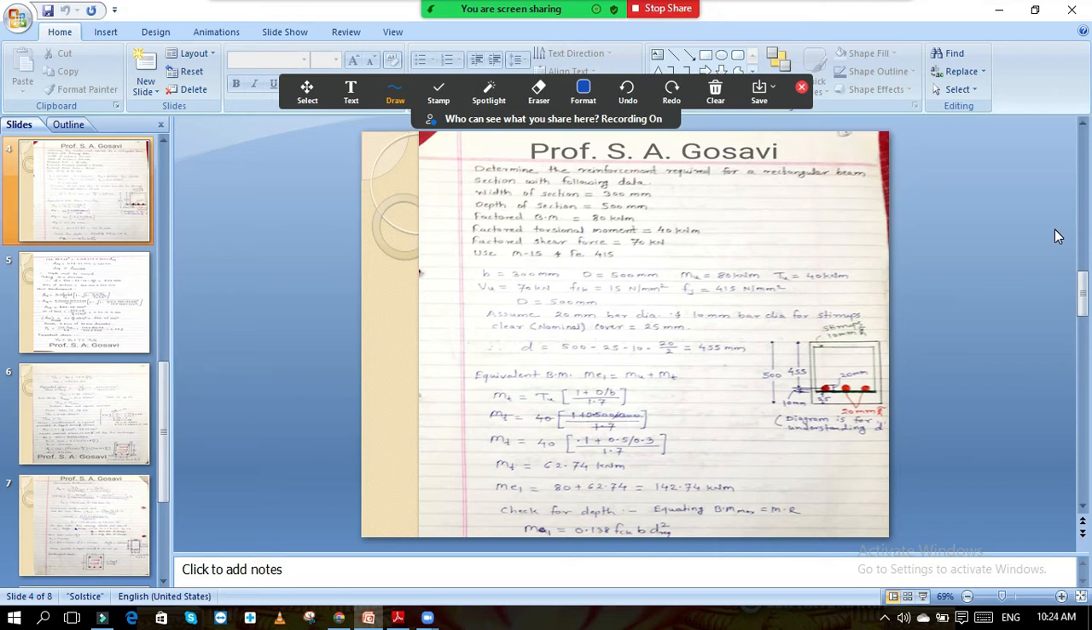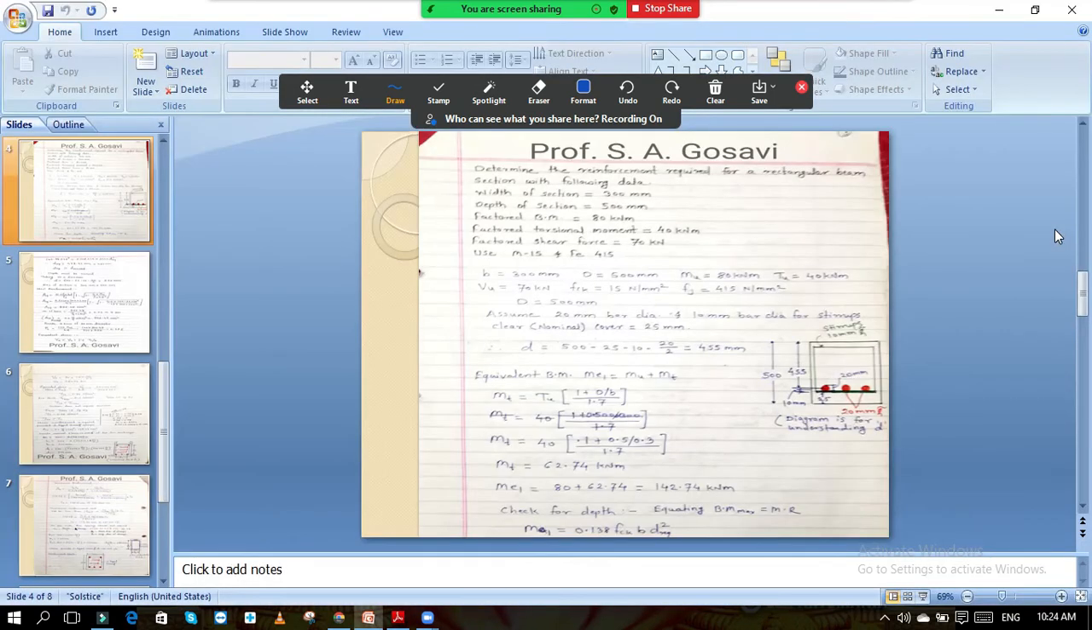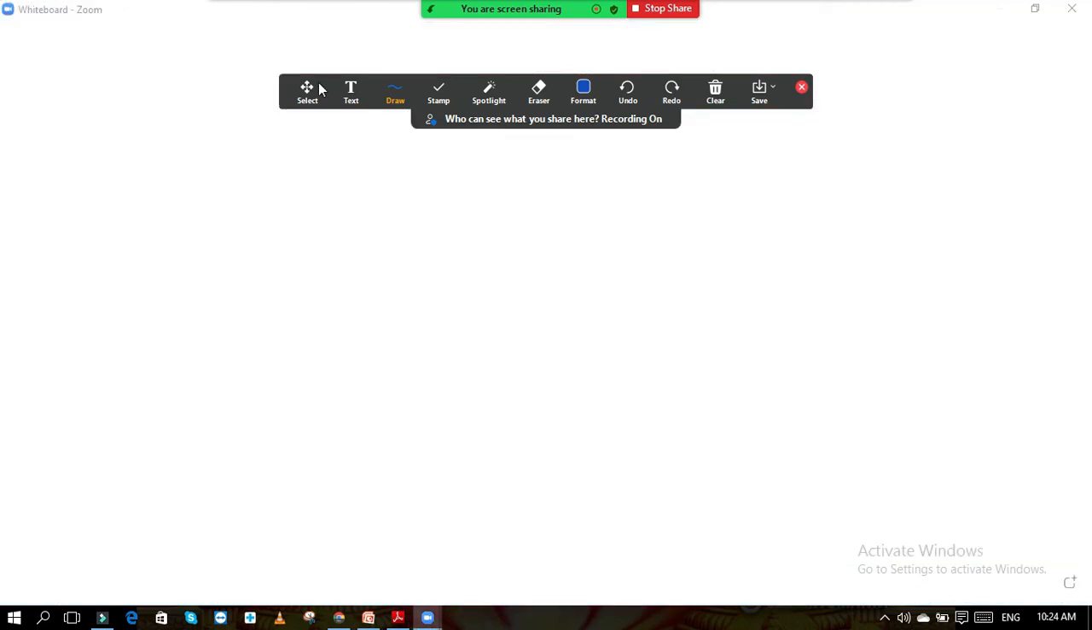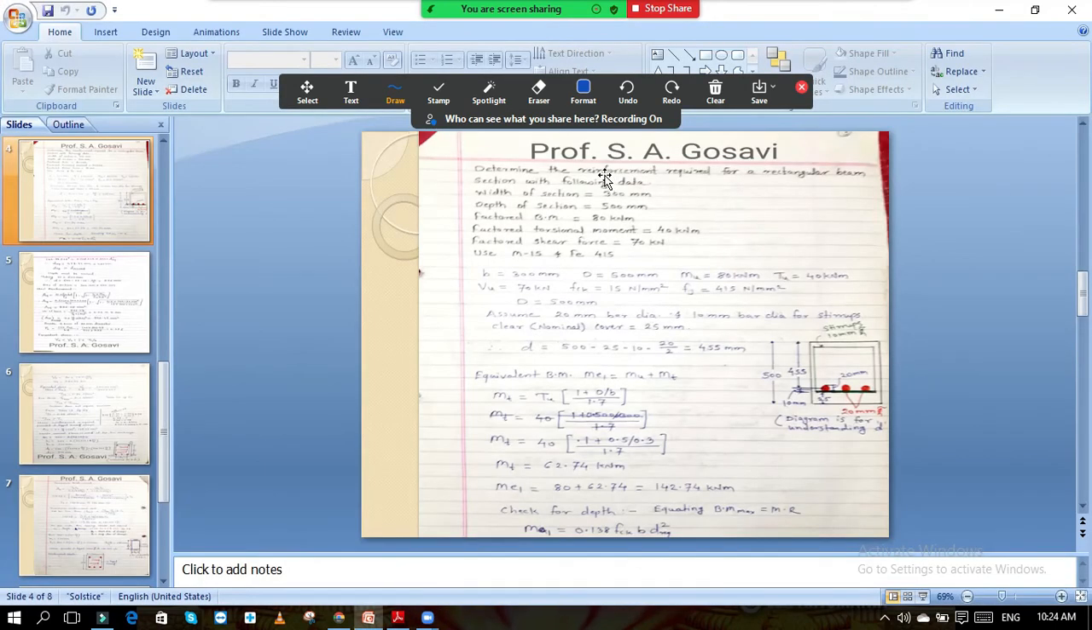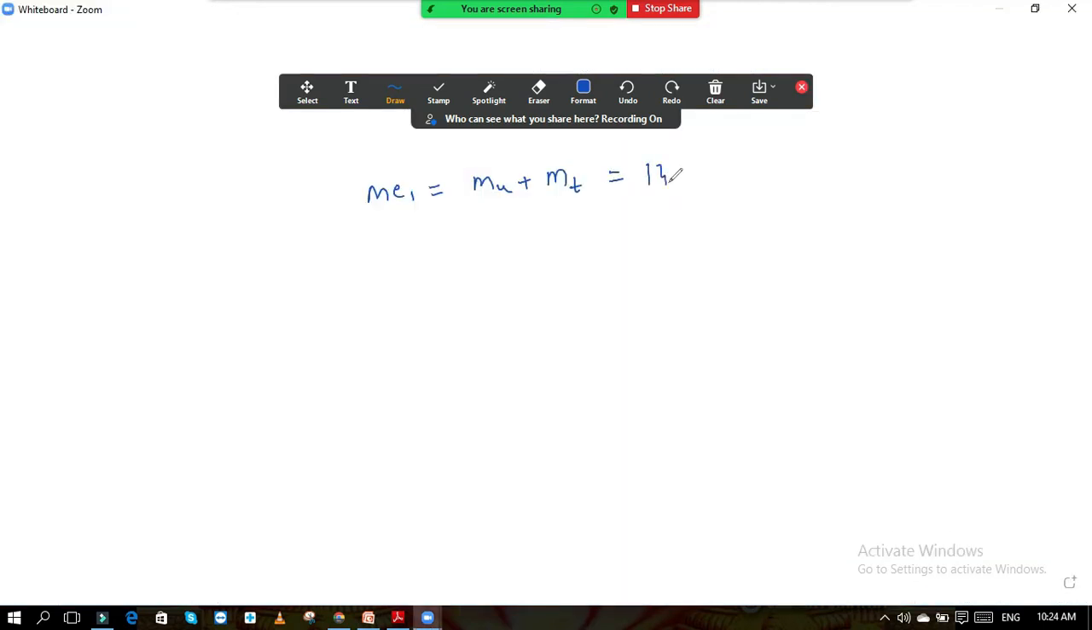Then after that, we have calculated the equivalent bending moment, that is ME1. We have already gone through the formula of this ME1. What was the formula for ME1? It is Mu plus MT. We have already calculated this value, and after solving this it works out to be 142.74 kilonewton meter.